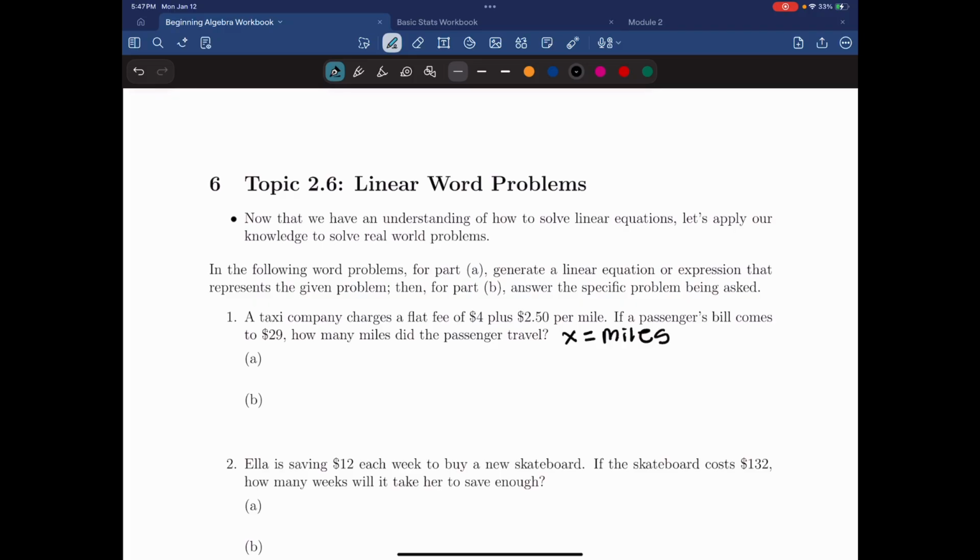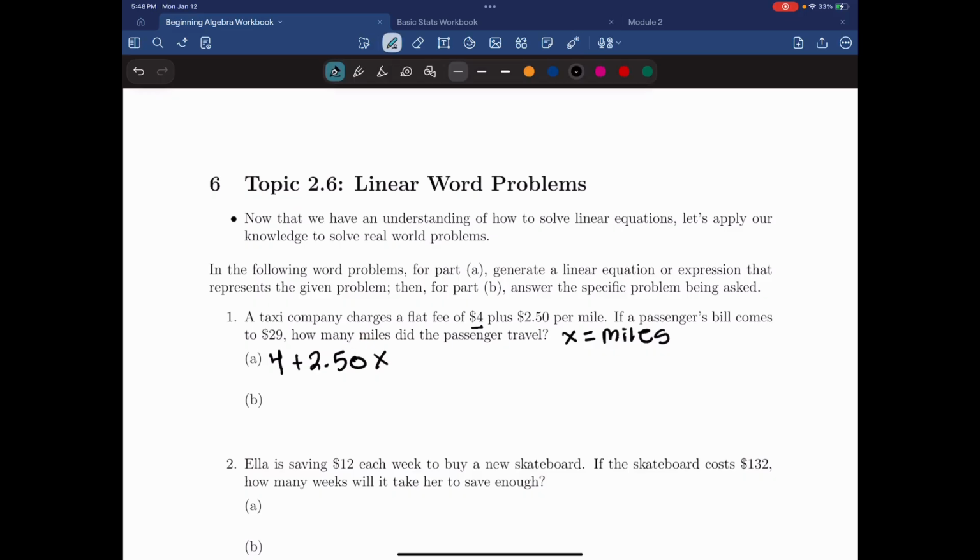So if we want to set up a linear equation where x is miles, let's read through this one more time. So a taxi company charges a flat fee of $4. So we know for sure, regardless of how much we travel, we automatically are spending $4. So I'm going to write that here because we know regardless that 4 is going to be there. Plus $2.50 per mile. So it literally says plus here. So I'm going to write plus $2.50. And then per mile means times x.